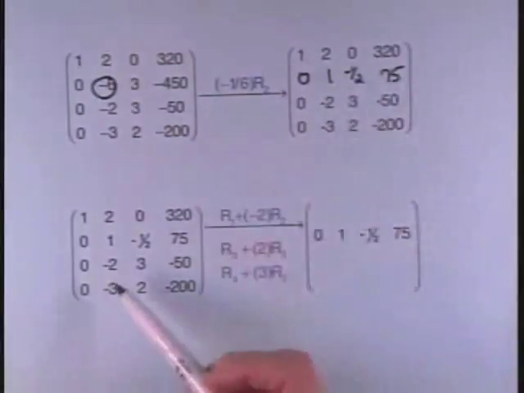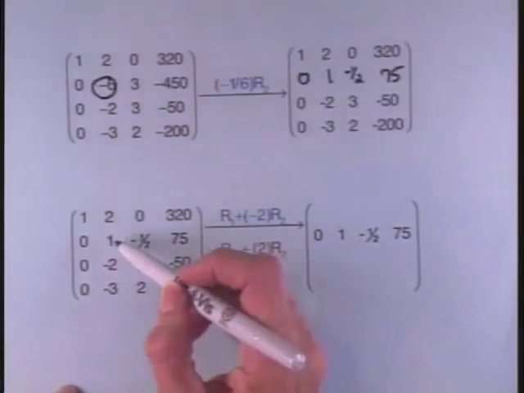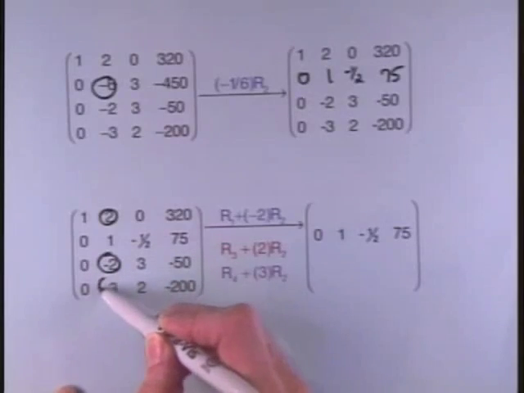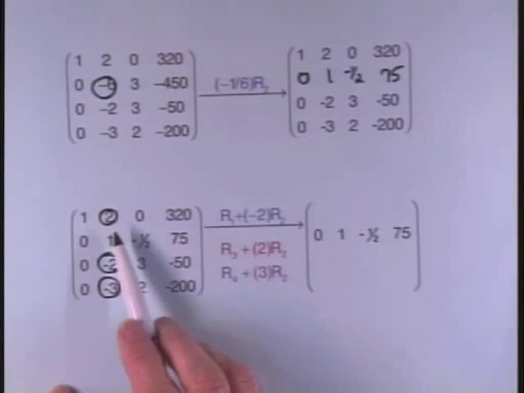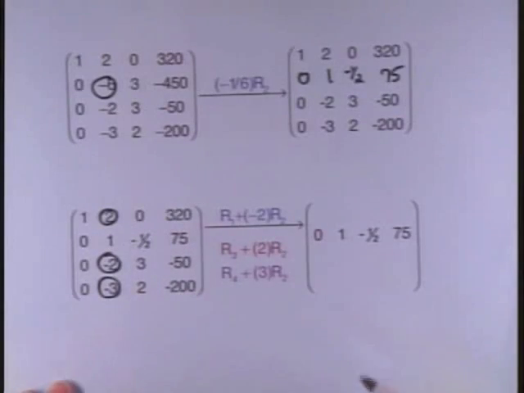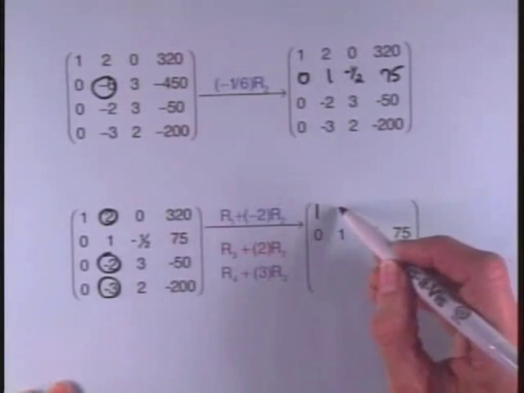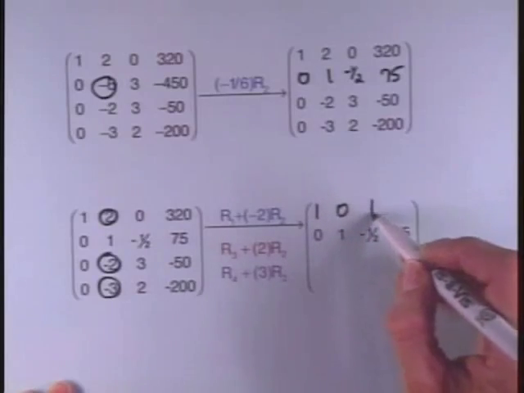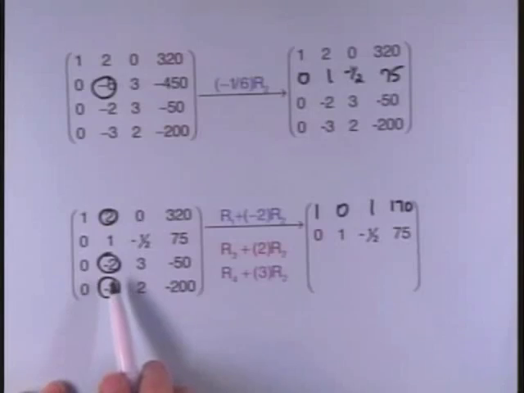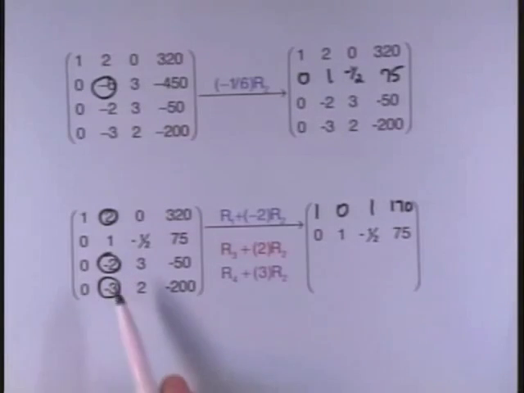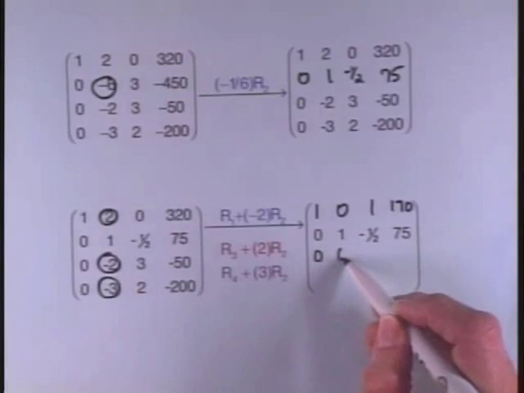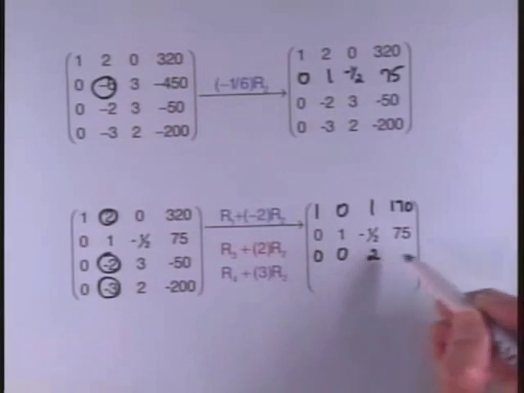Repeating this matrix for our next operation, we have our leading 1, and now we need zeros in the column with the 1. For the 2 to become a 0, we'll take row 1 plus negative 2 times row 2. We'll have 1, 0, 1, 170. For this negative 2 to become a 0, we'll take row 3 plus 2 times row 2 to give us 0, 0, 2, 100.